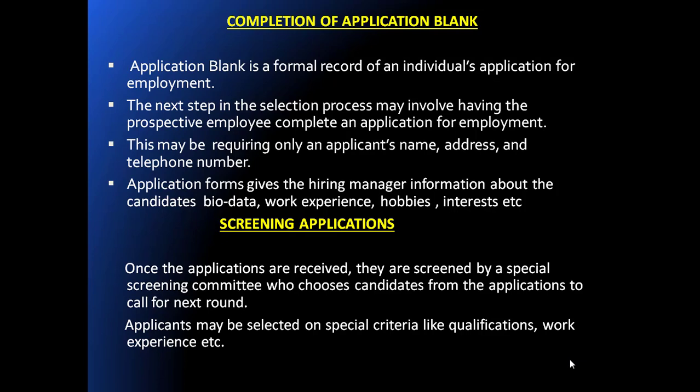So when the application blank or application form is completed, then the screening of those applications is done. In screening, the relevant candidates are selected based on criteria like their qualification, work experience, etc. Whichever candidate's application has the matching qualification and work experience is positively selected and further processed for the next round of selection, and the ones who are not found relevant are rejected at this stage. The screening of applications is done by the hiring manager or a special screening committee, whoever is responsible at that stage.